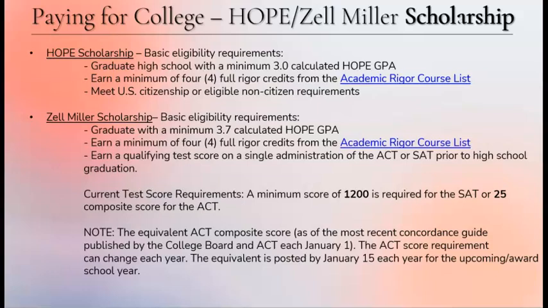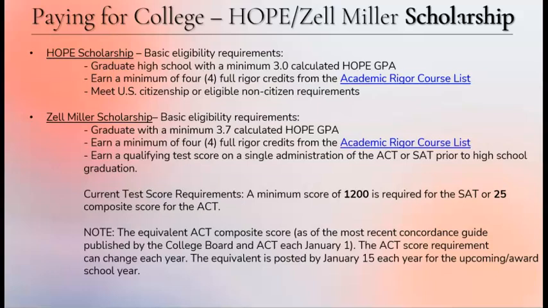So with the Hope Scholarship, the basic eligibility requirements: graduate from high school with a minimum 3.0 Hope GPA, earn a minimum of 4 full rigor credits, and be a U.S. citizen or eligible non-citizen. Please know, these eligibility requirements can change. So it's vitally important that you as a student frequent the Georgia Futures website and check to make sure that you are adhering to these basic eligibility requirements.